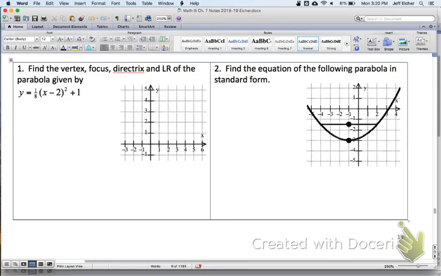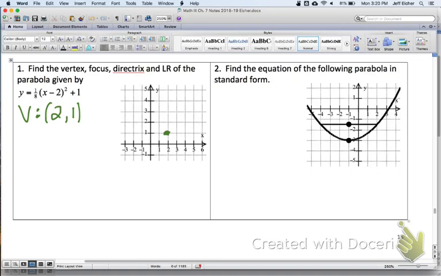It says, quite simply, find the vertex, focus, directrix, and LR of the parabola given by y equals 1/8 (x minus 2) squared plus 1. Let's start with the vertex. That's the fastest one. You should be familiar with the vertex. The vertex would be (2, 1), and we can graph that right here, (2, 1).